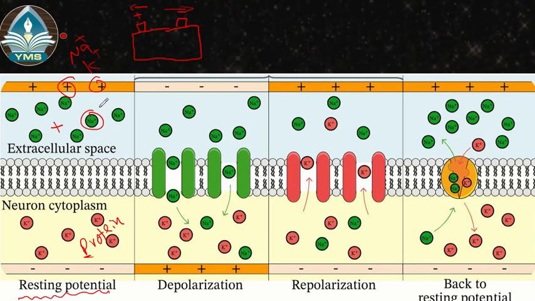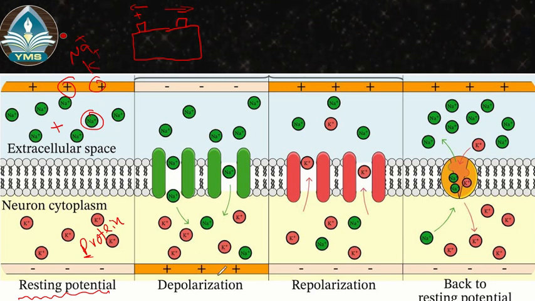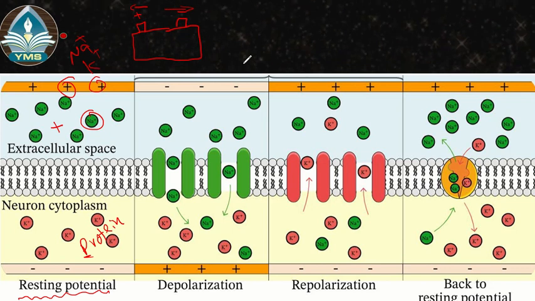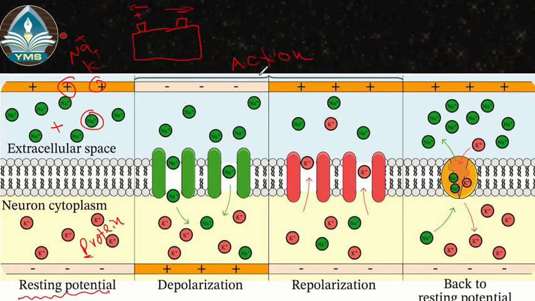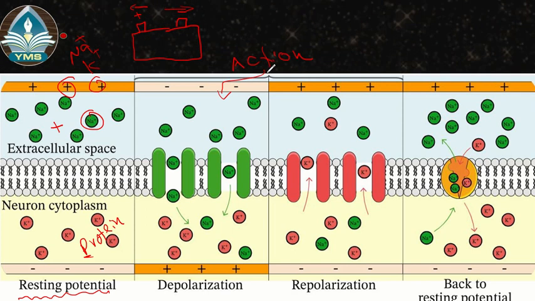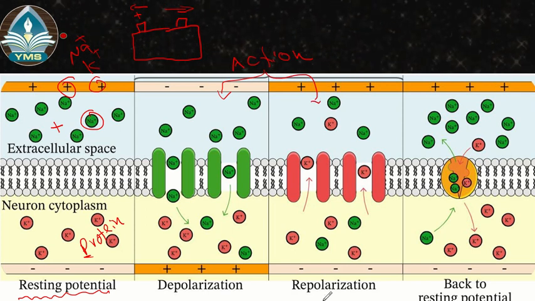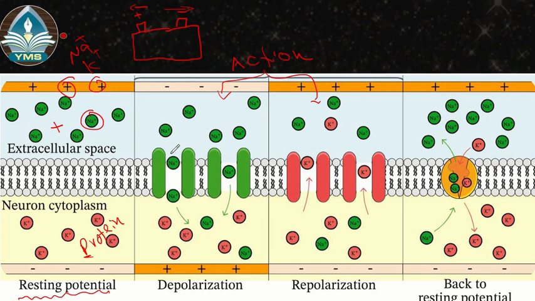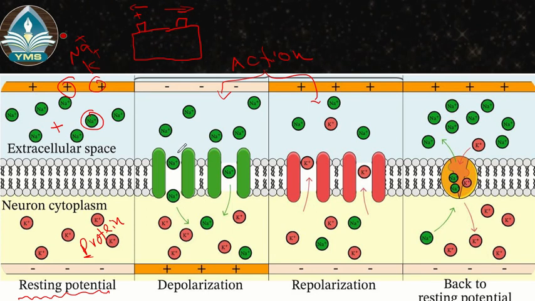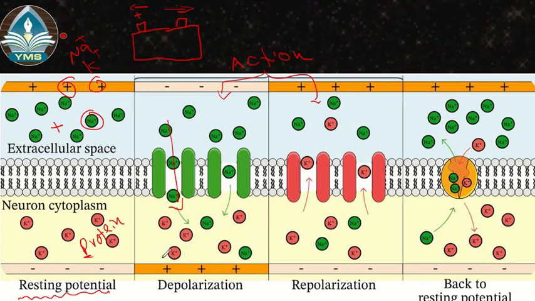Sodium potassium pump works. Let's go to the action potential. It has two stages. The first one, depolarization, and the second is repolarization. In depolarization, the sodium channels will open and sodium will diffuse into the neuron.